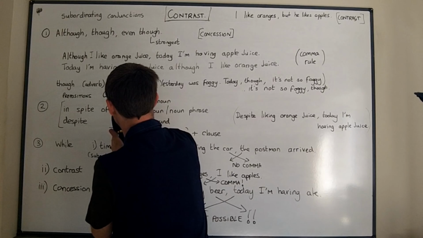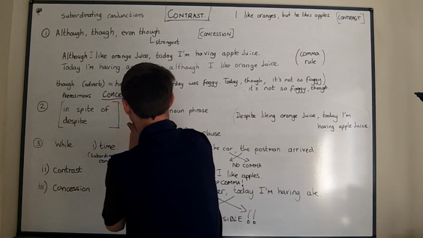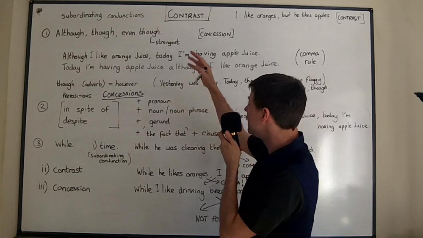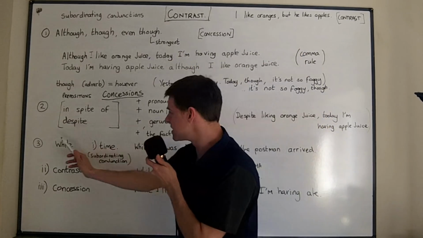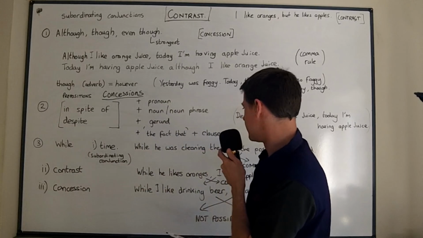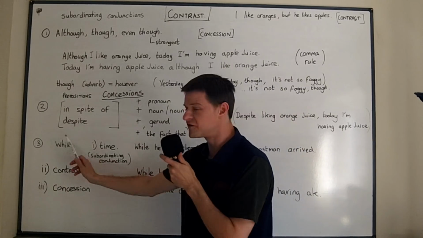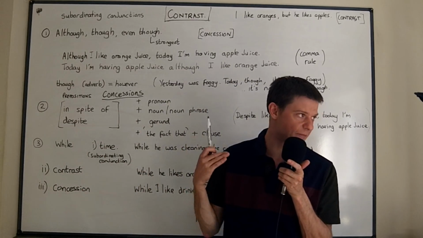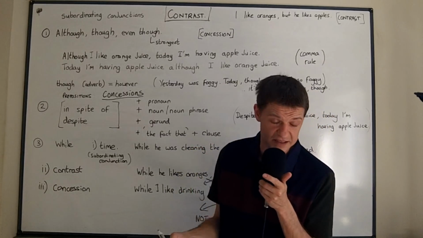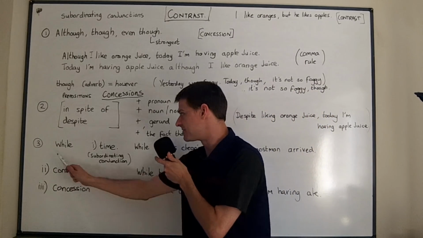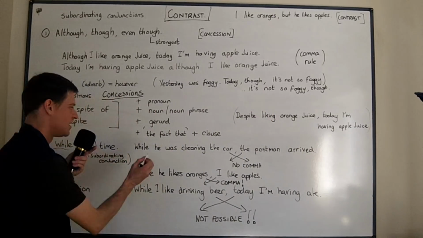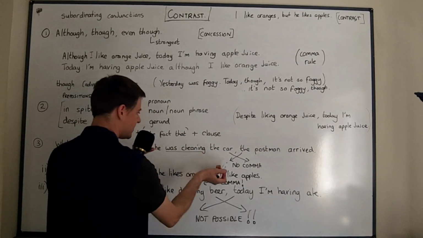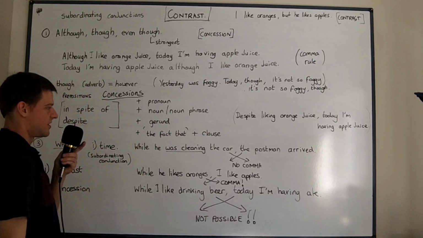And you'll see, even though although can be used for both concessions and contrast, it is still mainly used for concessions and not so much for contrast. Now we'll come on to number 3, while. First thing to remember is that while is a conjunction that you very often see with past continuous. So look at this. While he was cleaning the car, the postman arrived.